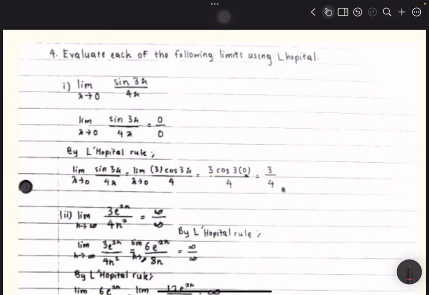So how do we use it? We differentiate the top one and differentiate the bottom one separately. The keyword is separately. And after we have differentiated, then you substitute 0 into the x, and you will get this answer. Easy, right?